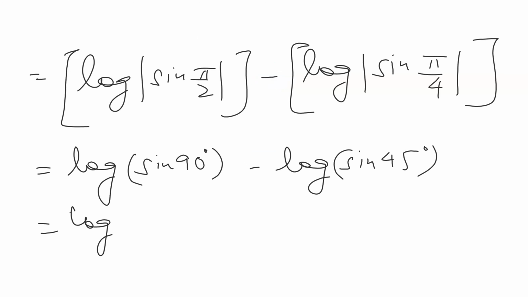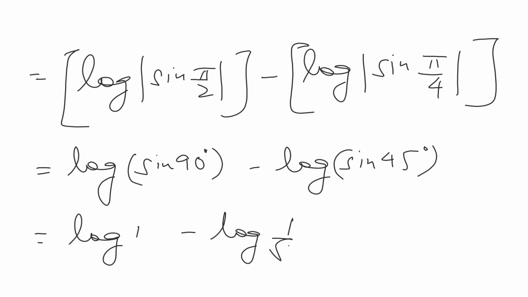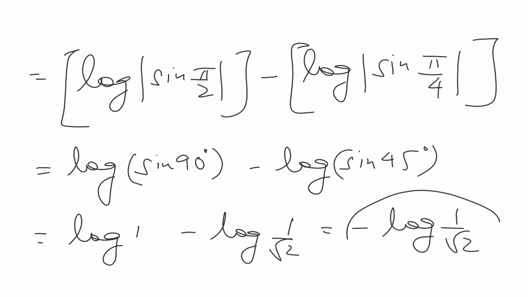Now sin 90 is 1, and sin 45 is 1 by root 2. Log 1 value, always remember, log of 1 is 0. Okay, so this is minus log 1 by root 2. Fine. Now textbook people have solved this, right? There is no need to further simplify this. Till this point it is fine.